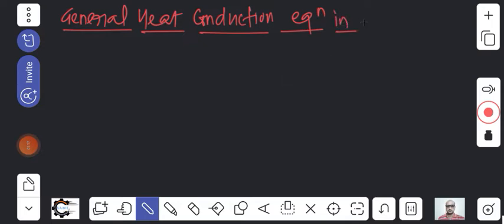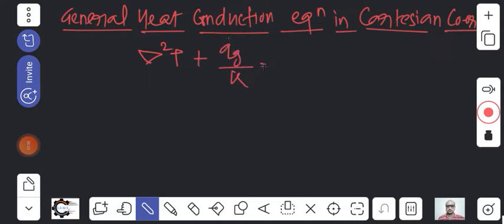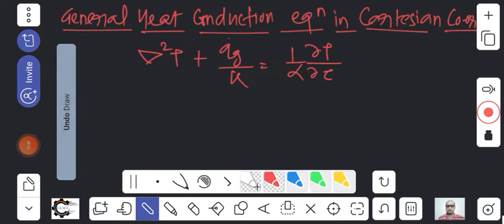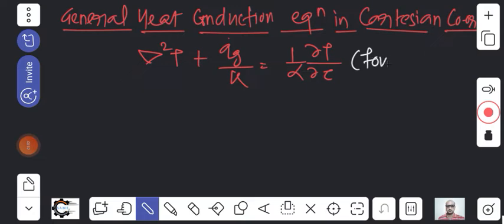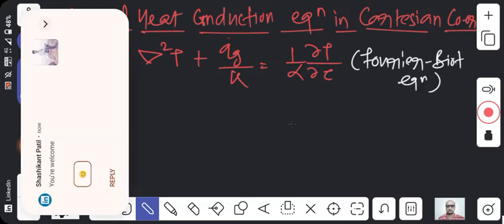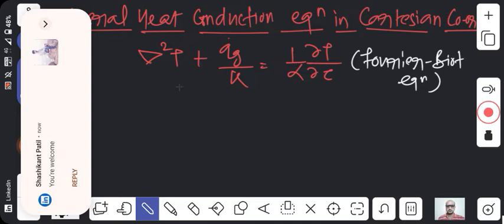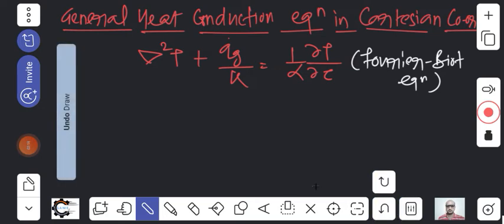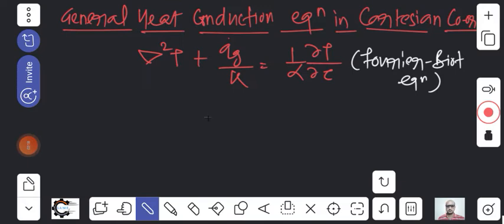In Cartesian coordinates, how it looks: in the vector form I am writing del square T plus q dot g divided by k, which is equal to 1 by alpha dou T by dou tau. This equation is called the Fourier-Biot equation. There are no assumptions in the Fourier-Biot equation; no assumption is taken.